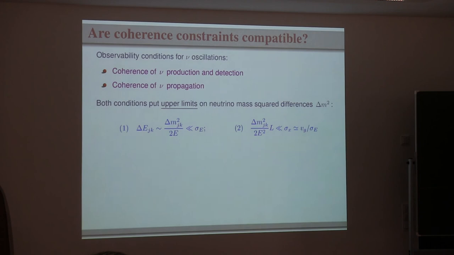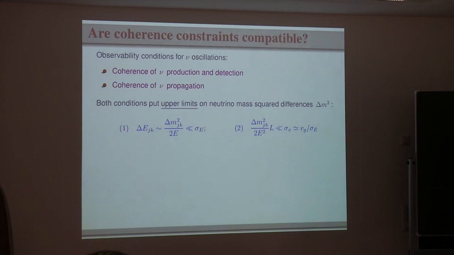Okay, so maybe a couple more minutes. The coherence conditions for neutrino production and detection are that the energy difference of different mass eigenstates is smaller than the energy uncertainty. And the condition that there is no wave packet separation on the way between the source and the detector can be written as: the separation distance of the wave packets over the propagation distance L is smaller than the length of the wave packet. So both these conditions put an upper limit on the mass squared difference of neutrinos. So if neutrino mass squared differences are very small, we expect that these conditions are likely to be satisfied. We can, of course, check it explicitly for each particular case. But just on general grounds, we expect it to be satisfied.